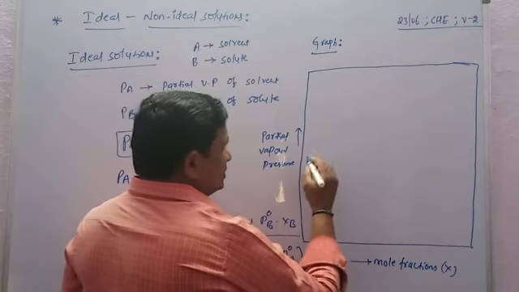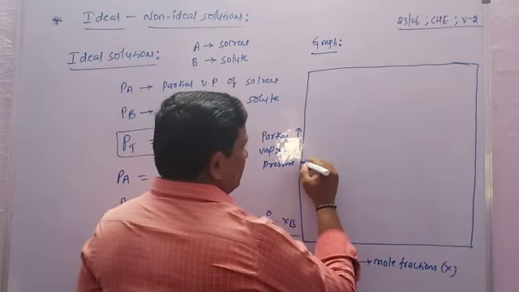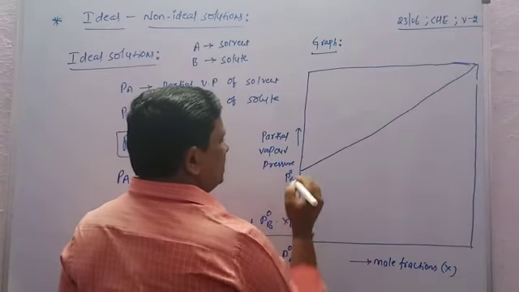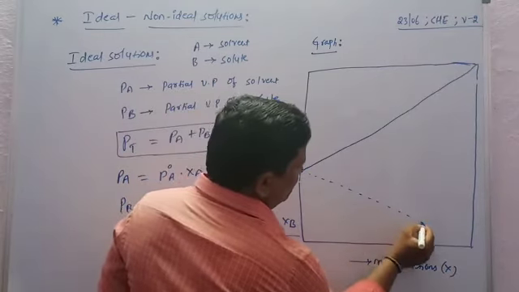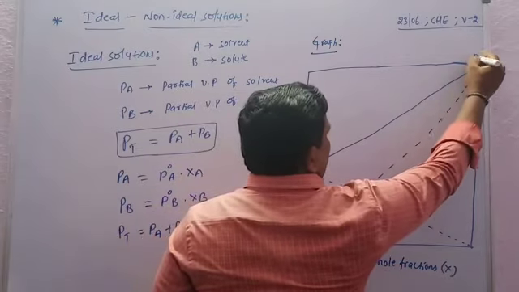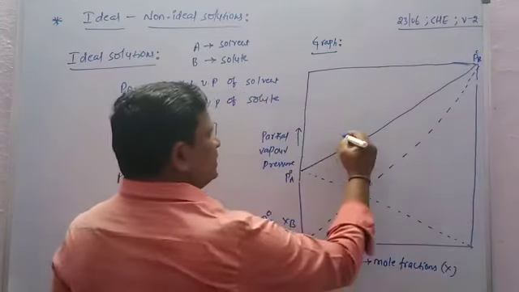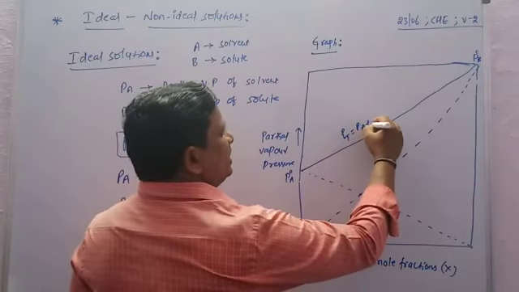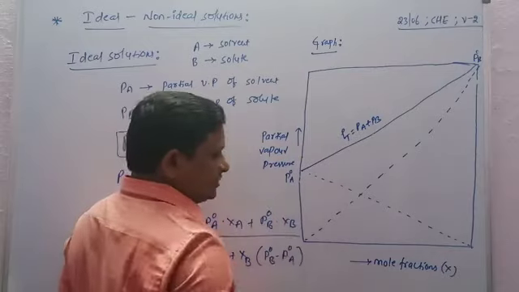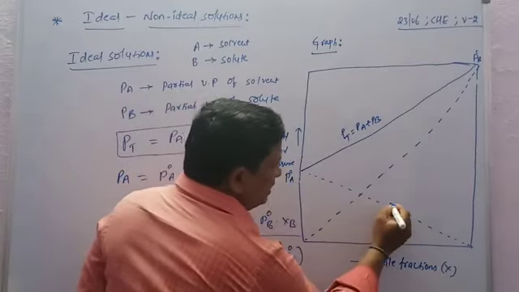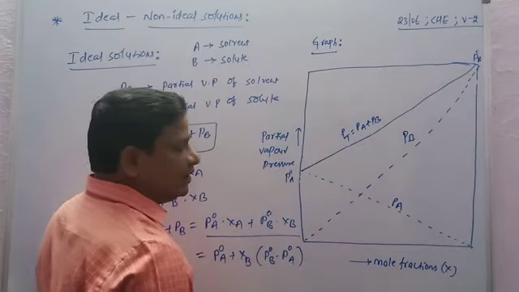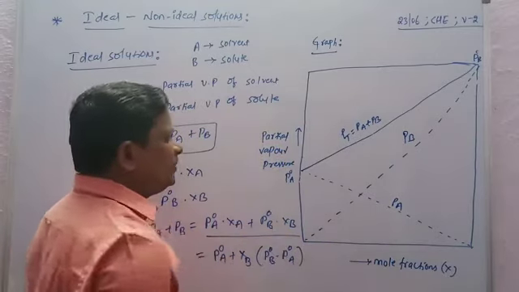Now let us consider P naught A with respect to the axis, and P naught B on the y-axis. So PT equals PA plus PB. The total pressure represents a linear relation, and the mole fraction also shows a linear relation. P naught A corresponds to PA and P naught B corresponds to PB. So this is the graph drawn between mole fraction and partial vapor pressures.